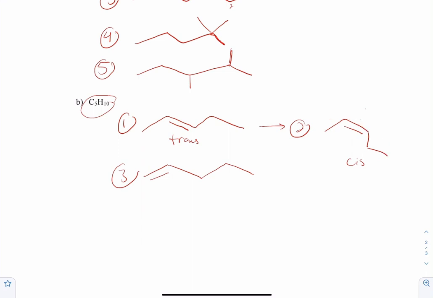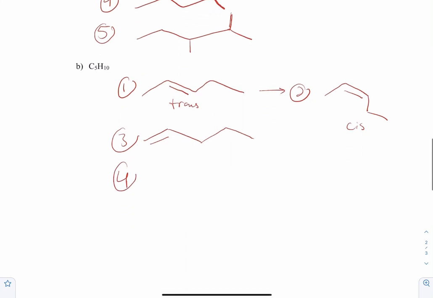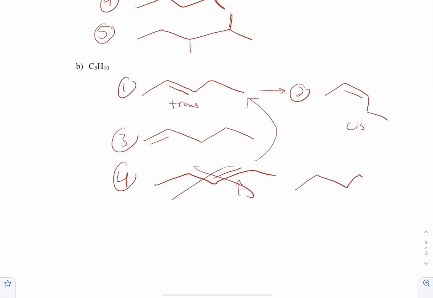All right, so on to number 4. Now, I've pretty much maxed out my ability to use a parent chain of five. Just to double check though, let's put the double bond here. This double bond here is the same as number one. Okay, so that's not gonna work. If I put the double bond on the end here, that's the same as this guy. So that's also not gonna work. So yeah, we're totally maxed out on the parent chain of five.